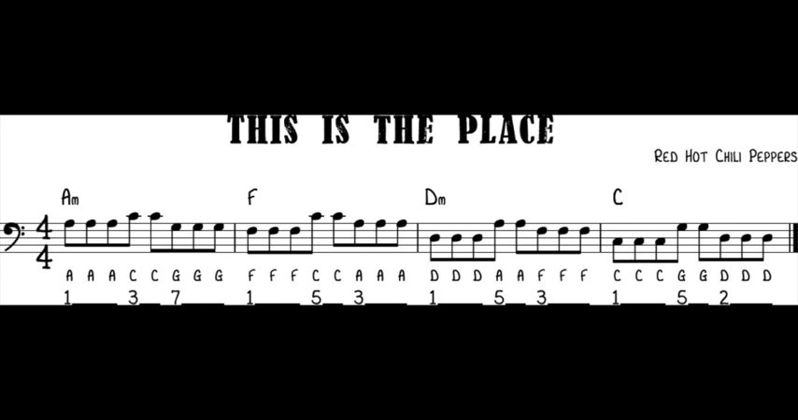So in the F bar, we're using notes 1, 5 and 3, so just normal chord tones. Go to the D minor bar, and that's 1, 5 and 3 again, so that is completely standard. And then on the last bar, the C major bar, we're using 1, 5 and 2. So that D just adds a little bit of flavor. It's actually leading you on to the A minor bar. It gives you a little bit of a different feel back towards that A minor.